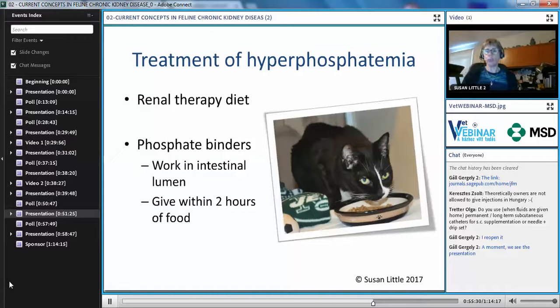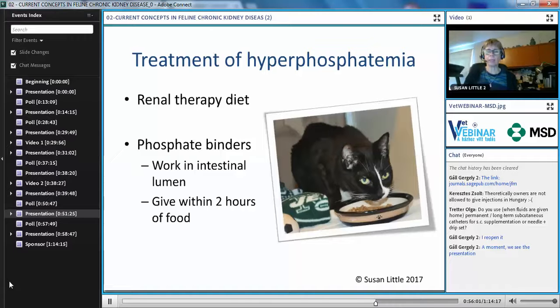So how do we control serum phosphorus? Well, we've already talked about one way, and that's a renal therapy diet. Because of its restricted phosphorus intake, many cats will be controlled with just a renal therapy diet. But we may also need to use phosphate binders. We can do this if a renal therapy diet by itself isn't enough, or maybe the cat needs to eat a completely different kind of diet for some other reason. If we can't use a renal therapy diet, then we would use a phosphate binder.